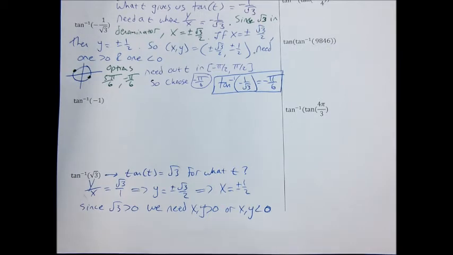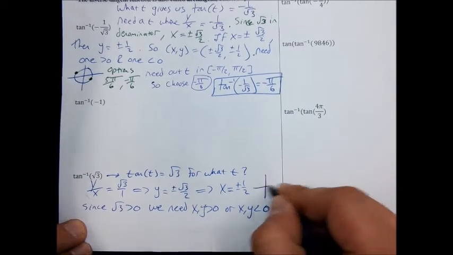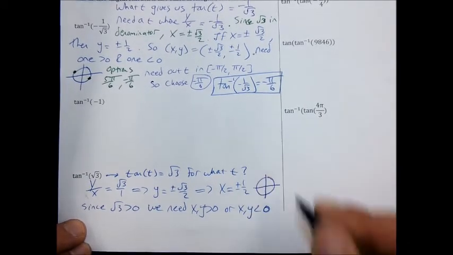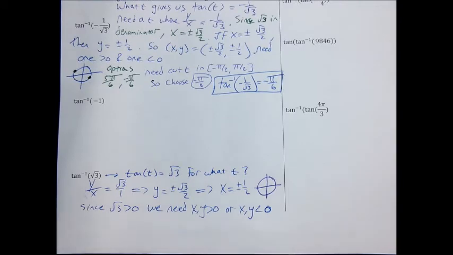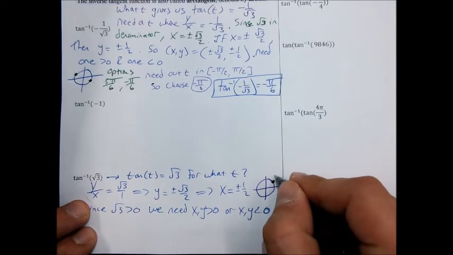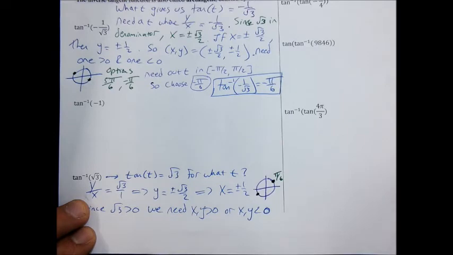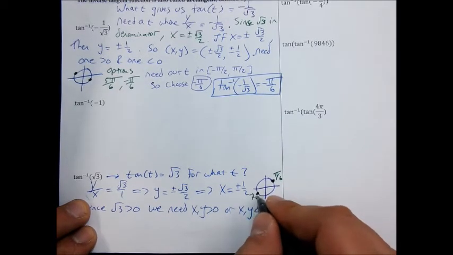Again, so that when we divide them, we get a positive number. All right, so where does that happen on the unit circle? Where are both the x value and the y value positive, or both negative? First and third quadrant, and this is still a pi over 6, right? So it's going to be either right here at pi over 6, or right here at 7 pi over 6.